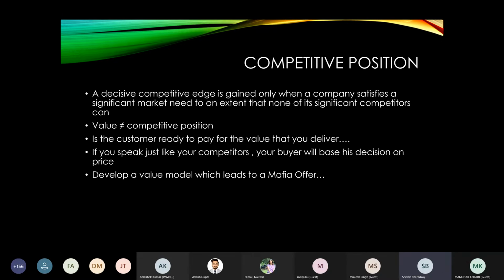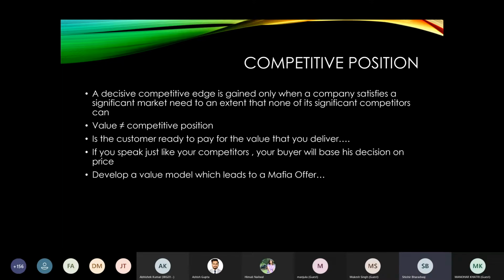But before that, what we are trying to say here is we think that low cost is a competitive position. No. A decisive competitive edge is gained only when a company satisfies a significant market need to an extent that none of its significant competitors can. This is called your competitive edge. And please do not confuse value as competitive position. You might be offering some value to the customer, but that still does not mean it is your competitive advantage.